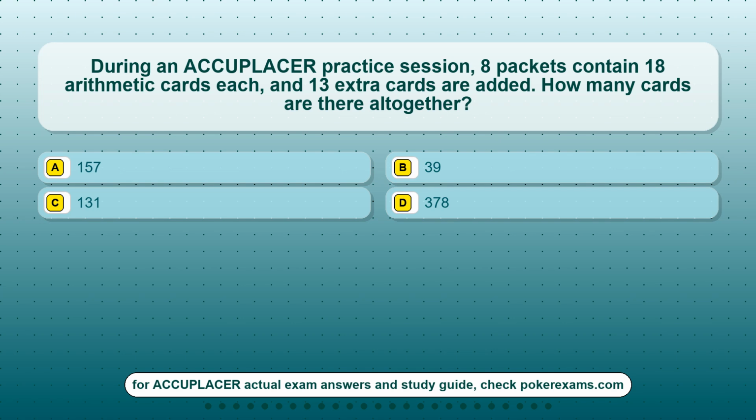Question 1. During an Accuplacer practice session, 8 packets contain 18 arithmetic cards each, and 13 extra cards are added. How many cards are there altogether? Option A, 157. Option B, 39. Option C, 131. Option D, 378.